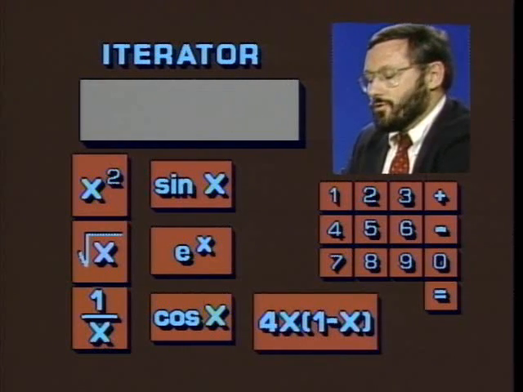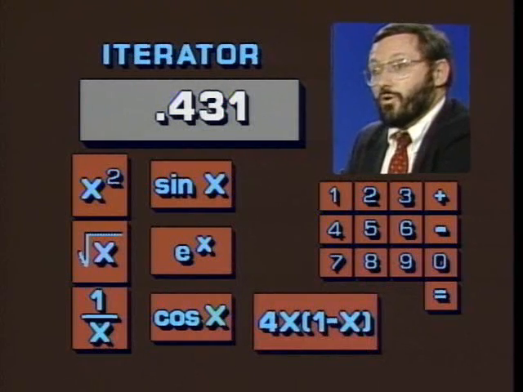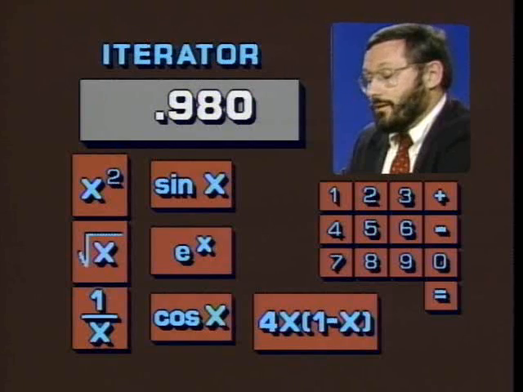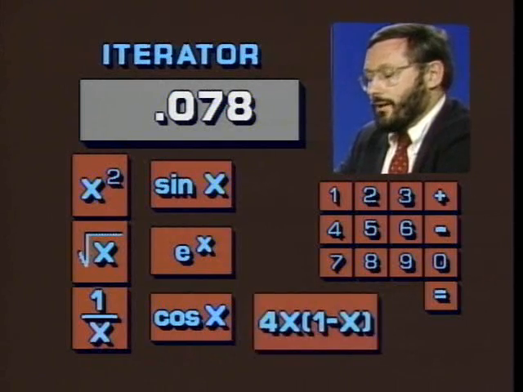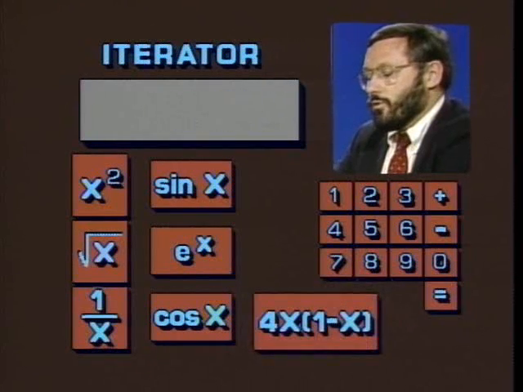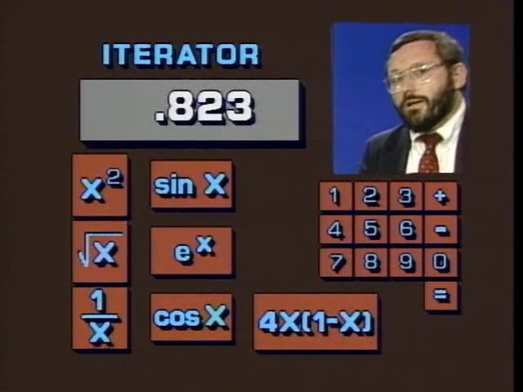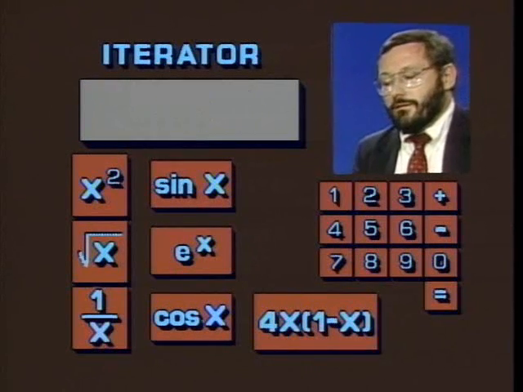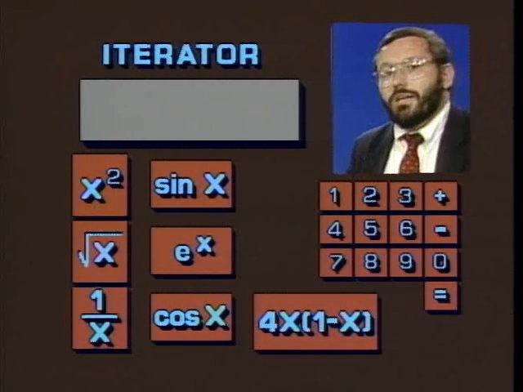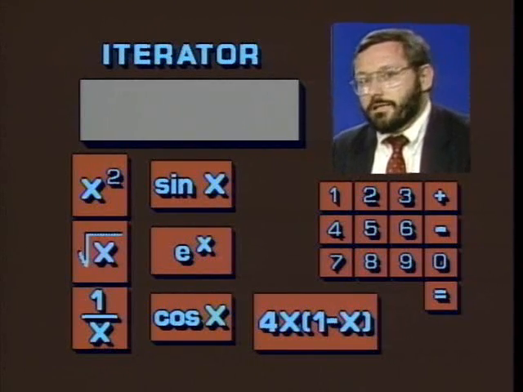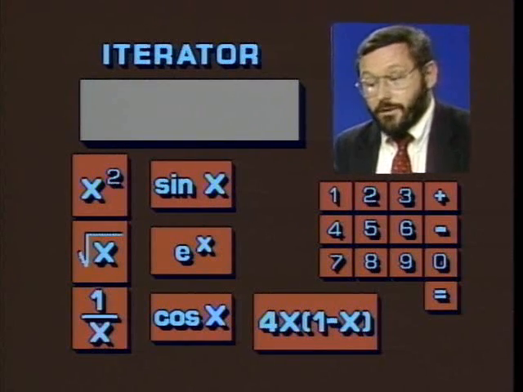Iterate again, 0.123. Iterate again, get 0.431. Do it again, get 0.980. Do it again, 0.078. See the pattern yet? Probably not. Iterate again, 0.288. Once more, 0.823. There is no pattern whatsoever when you iterate the quadratic function. That's because this expression is chaotic. That's because this function is totally unpredictable. For all intents and purposes, iterating 4x times 1 minus x is a random number generator.